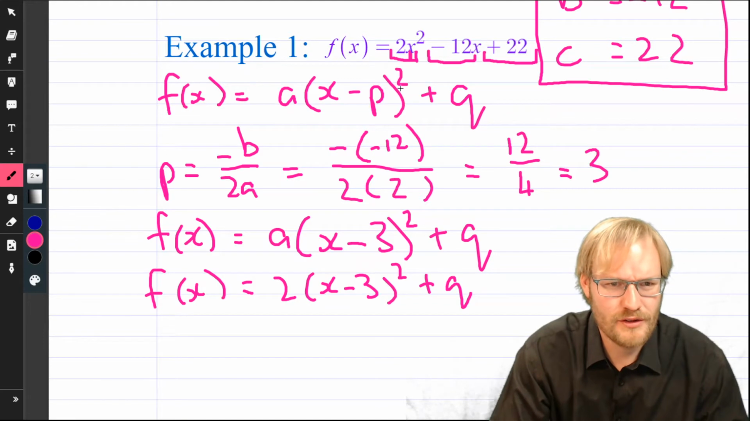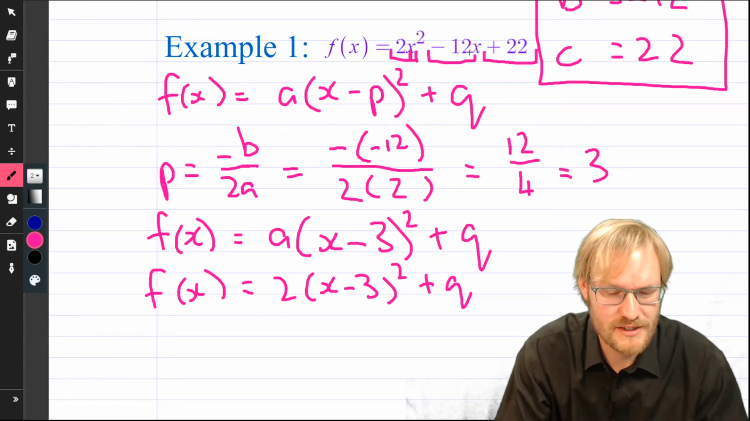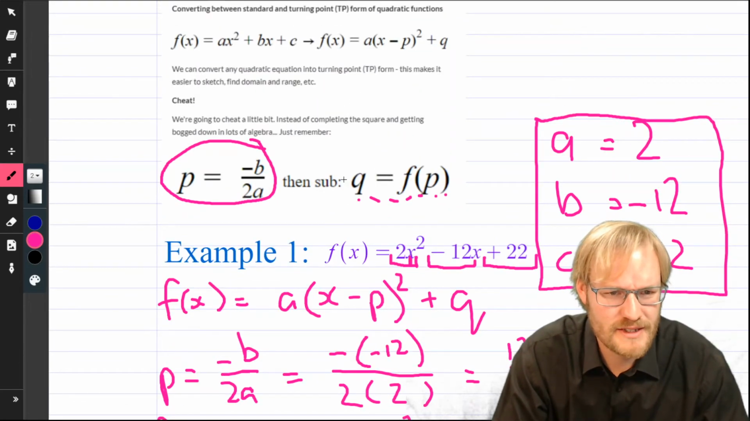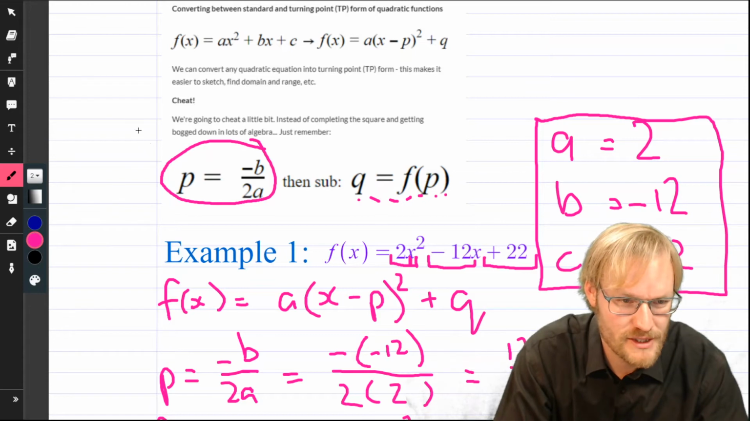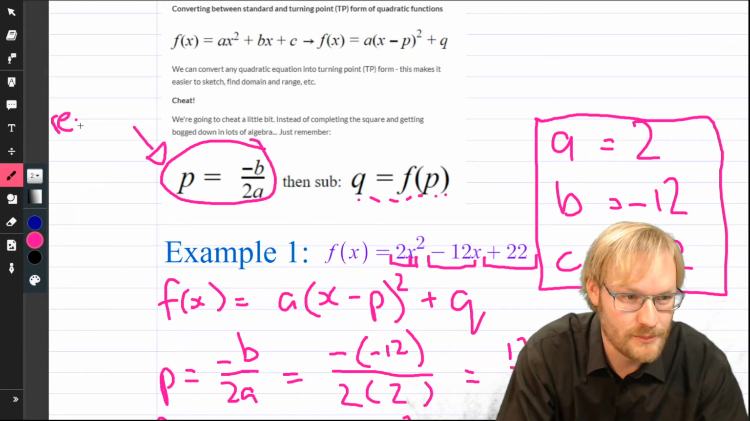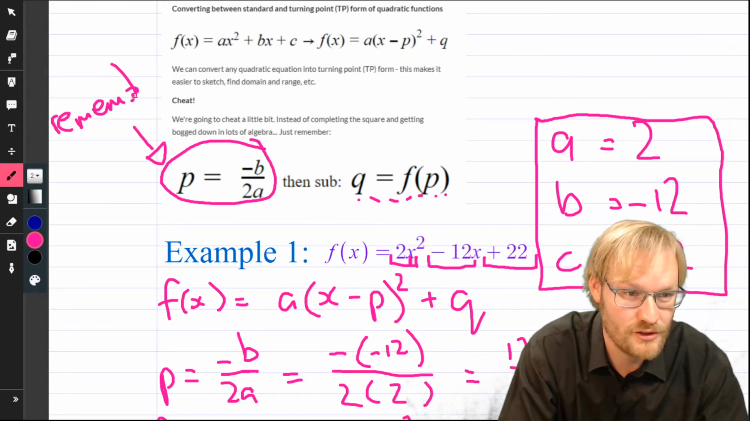Now for this, we've got our f of x. And what I wrote here is then q equals f of p. Now it feels like there are lots of letters going in there. What is this bit saying? So this bit here, I'm going to write remember. This is a new formula to remember.